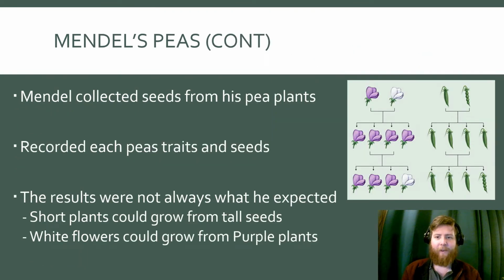All right, so Mendel would collect the peas from his plant. He would record each pea's traits and the seeds that they got from it, and then he would use those to grow the next generation. But what happened is the results were not always what he expected. Sometimes he got short plants from tall seeds, and sometimes he got white flowers from purple parents. And so he had to explain, how does this happen? How does he get this white trait from these purple parents? It doesn't appear that they have that trait.